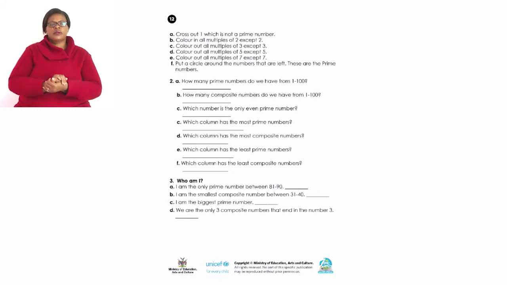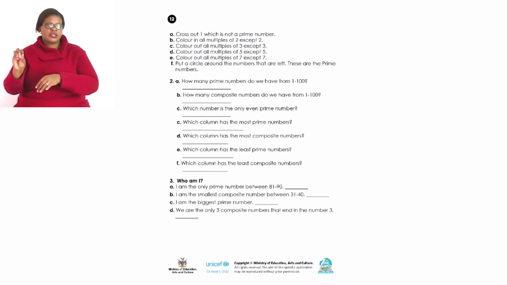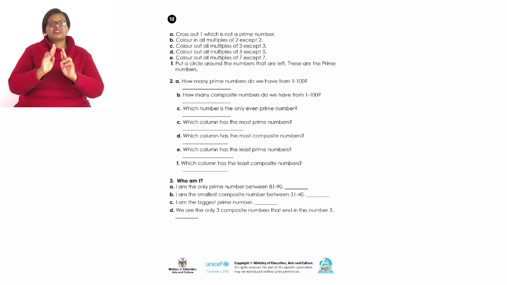Now, number 3 is who am I? This activity has to do with identifying the number. In other words, which number is speaking here? 3A, for example, will say, I am the only prime number between 81 and 90. So which number is that? Which number is speaking like that, saying that I am the only prime number between 81 and 90.